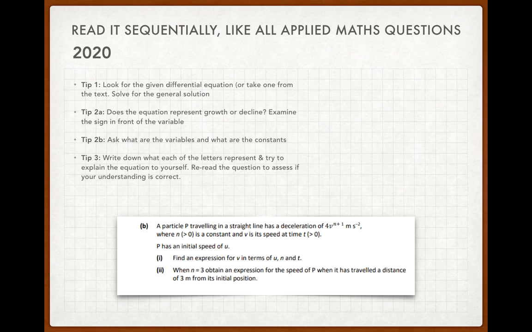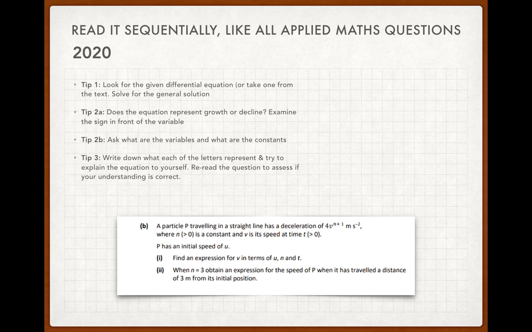Okay, so let's see, can we explain what's happening? So dv/dt is equal to minus 4v to the power of n plus 1. So what's happening there is there's obviously deceleration. The rate of change of velocity with respect to time is decreasing, and that will vary depending on the n value. So part 1, you're just going to integrate it, get an expression for v in terms of the other things. Should be fairly straightforward. Remember that in the second paragraph it says the object has an initial speed of u. So when t is equal to 0, v is equal to u.